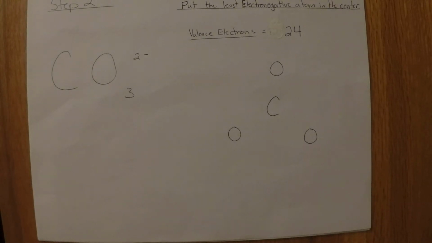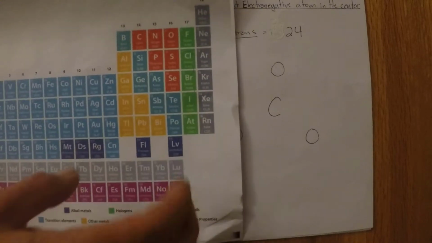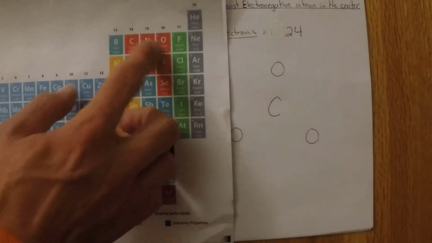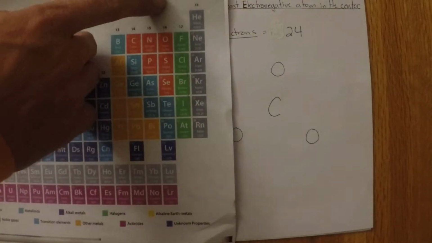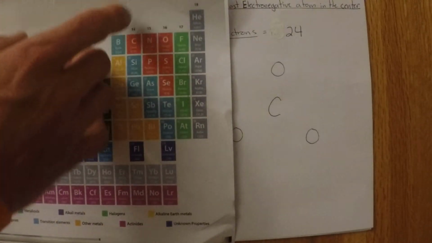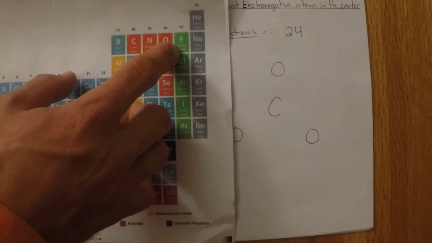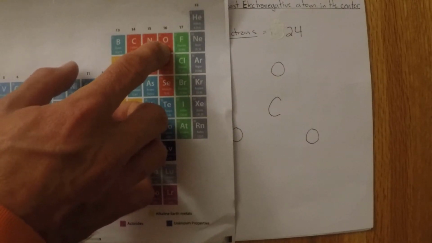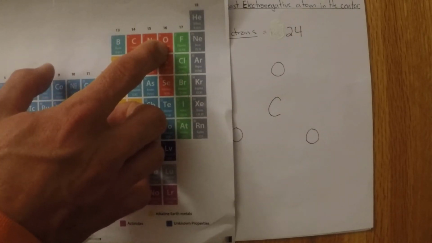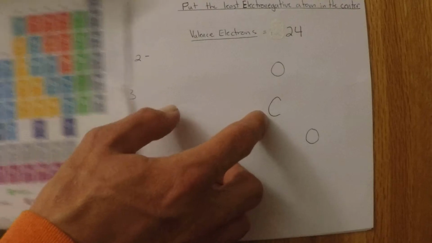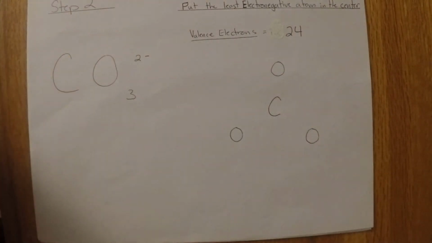Now in step 2, we put the least electronegative atom in the center. So again, looking at our periodic table, we look at O versus C. Well, we know that when electronegativity moves up and to the right, it's more electronegative. And we know that fluorine is the most electronegative. So coming back from that, the next one is oxygen. Well, we know that carbon's further away from fluorine, and that oxygen is more electronegative. So then we put the carbon in the middle since it is the least electronegative, and you can see the oxygen surrounding it.